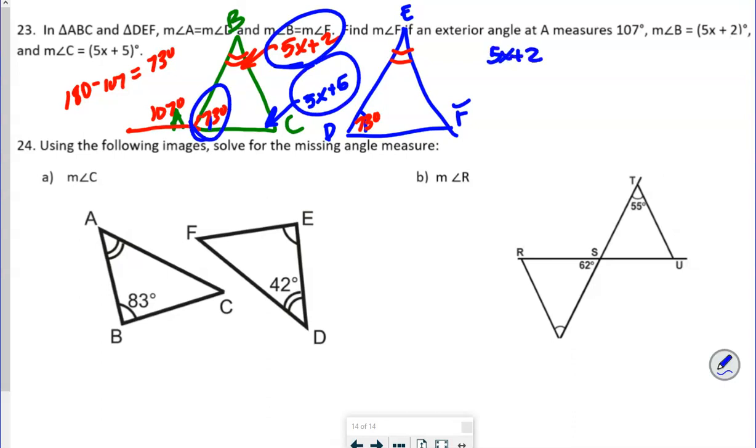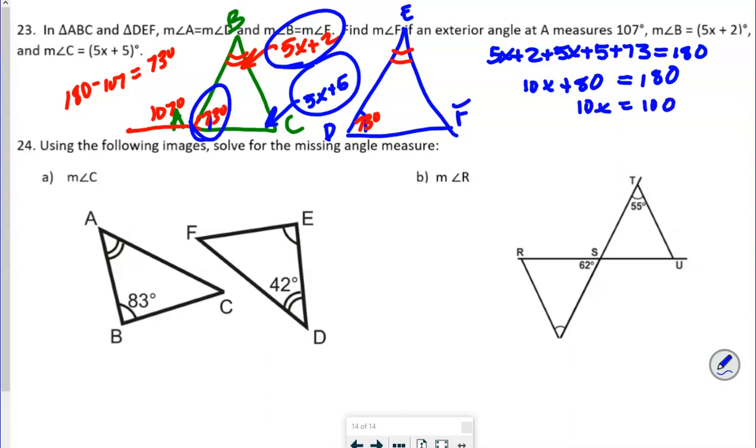5x plus 2 plus 5x plus 5 plus 73 equals 180, okay? So that's going to be 10x, and then that's 7, that's going to be 80, right? 10x plus 80 equals 180. Subtract 80 from both sides, so 10x equals 100. So x equals 10, okay? So then it's asking us to find which measure? Find the measure of F, right?